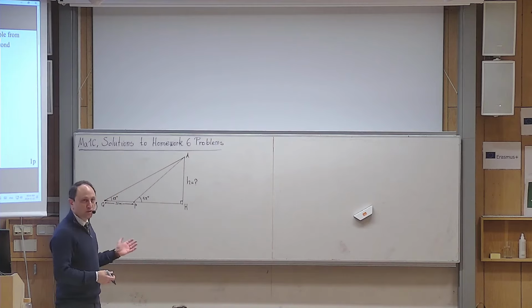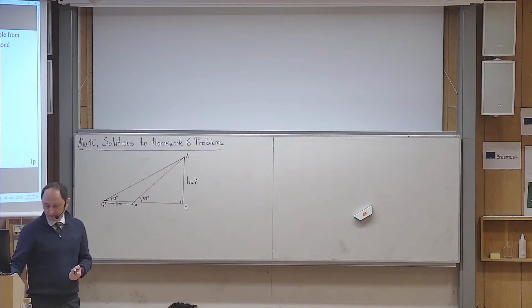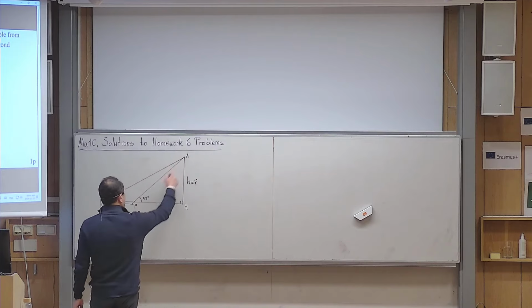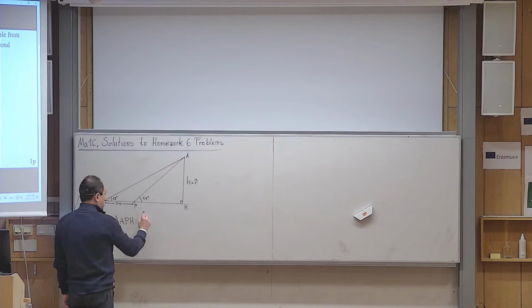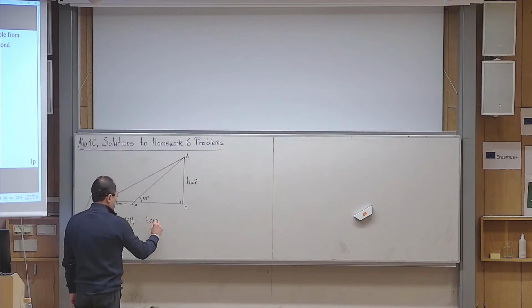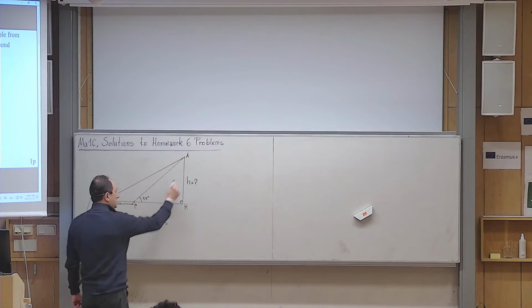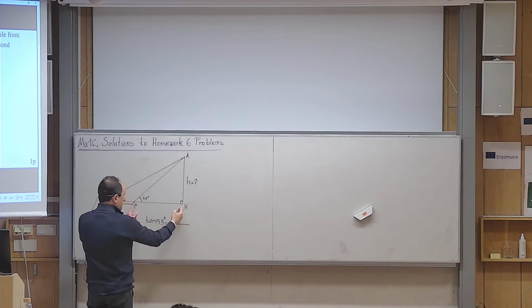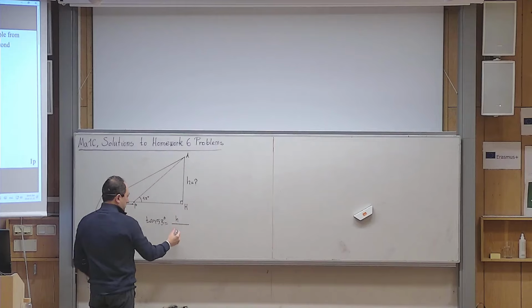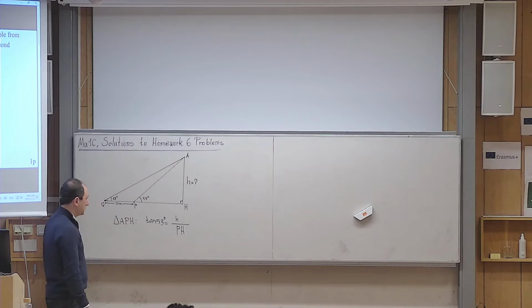So probably which one is suitable for this problem? Tangent is suitable. I will go here, and in this right angle triangle, which triangle? Triangle APH. I can write tangent of 53 degrees, yes, is equal to the opposite side, which is the unknown H, divided by, unfortunately, the unknown PH. Okay? So let us keep it for the time being.